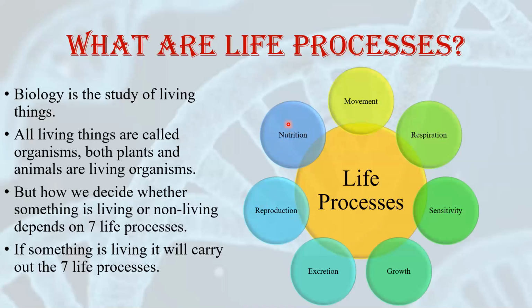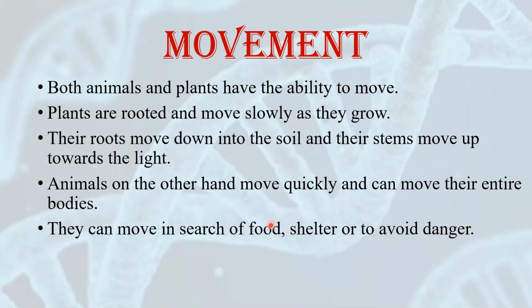One by one, we'll be dealing with all these. Now, what are all these? Why are they so important? These all are called life processes because these all are required for a living being to continue to live. And these are the actual characteristics which are responsible for creating a difference between a living and a non-living thing. If something is living, it will carry out all these 7 life processes. So let's see one by one.